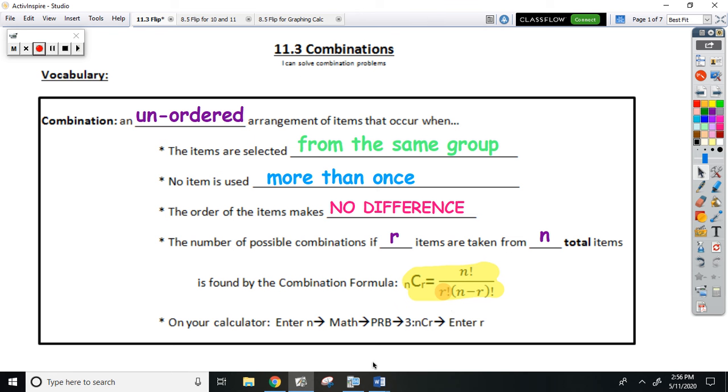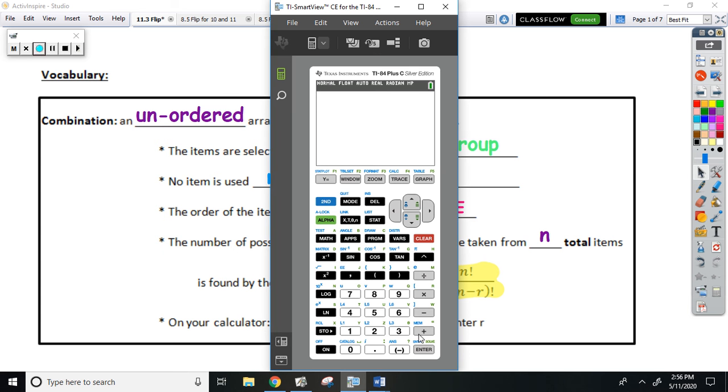On your calculator, it is the same location as last time. If we were doing 10C3, we would press 10 first, press the math button over to probability, and then choose the one right below, which is for combinations. 10C3 is 120, for example.